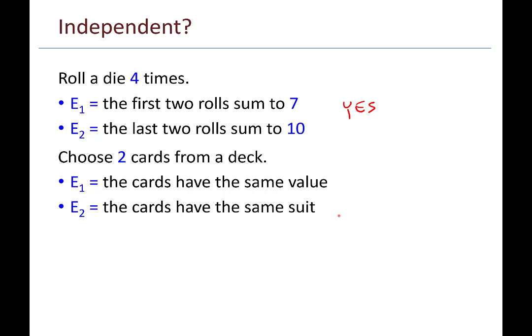How about this one? Choose 2 cards from a deck. Event 1, the cards have the same value. Event 2, the cards have the same suit. Do you think these are independent? These are not independent, because if the cards have the same suit, then the cards can't have the same value. So the outcome of the first plays a big role in determining whether the second happens or not.